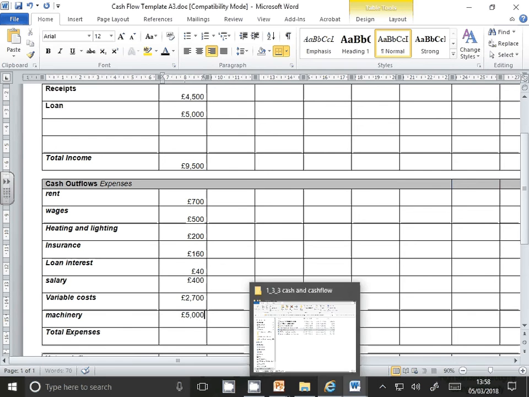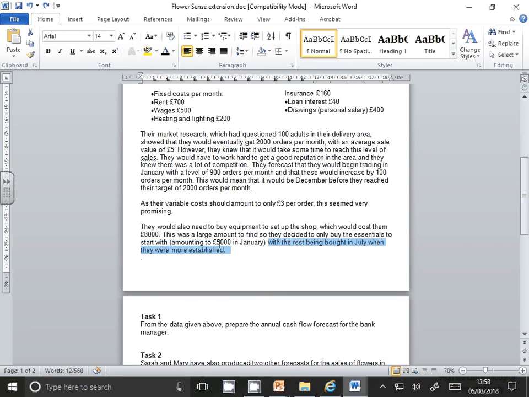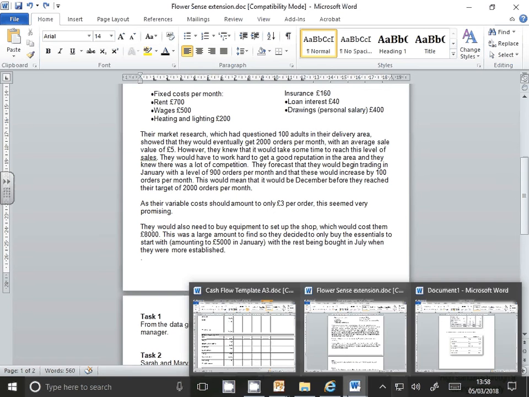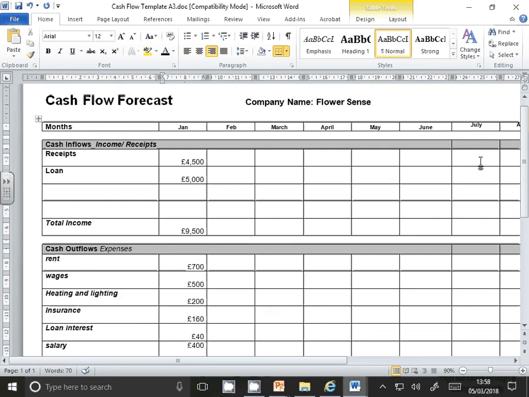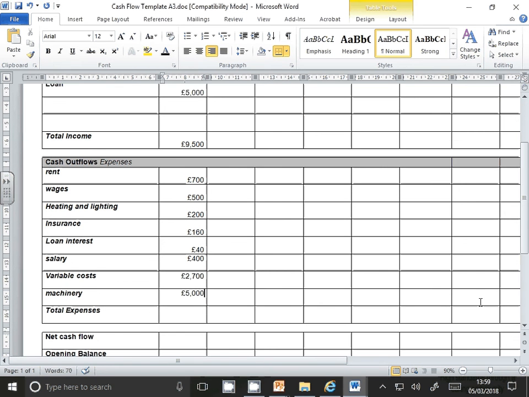Now it might be an idea at this stage just to go through to July, which is when they're going to pay the rest of it. So £8,000, they've paid 5, so they've got £3,000 to pay in July. So it might be an idea just to find July, which is this one here, and the machinery there is going to be £3,000. That way you're not going to miss it out and mess up your cash flow forecast. Okay, so all we need to do now is add up their total expenses, which comes to £9,700.